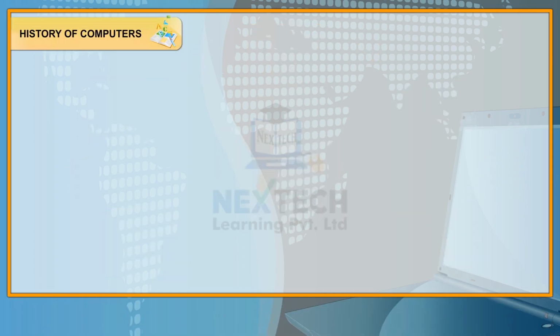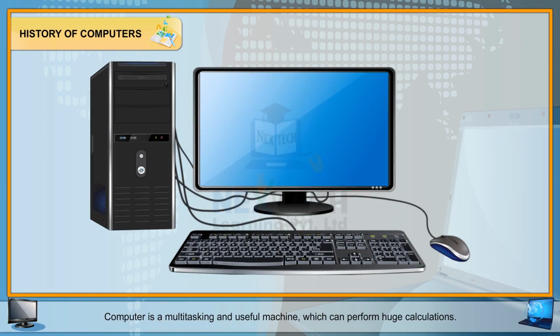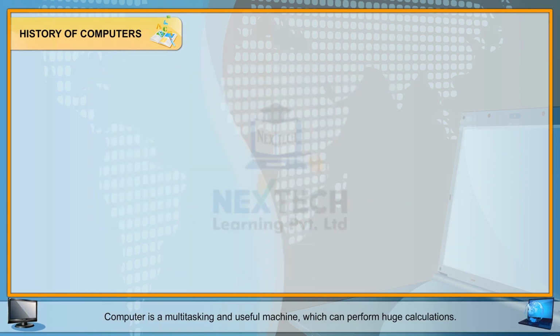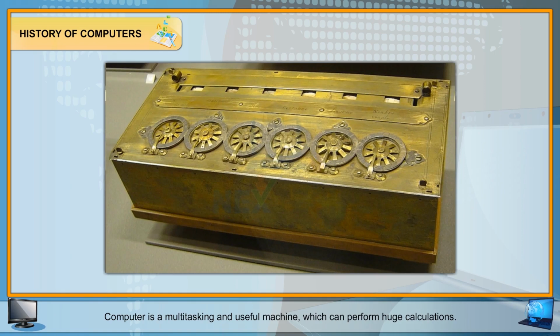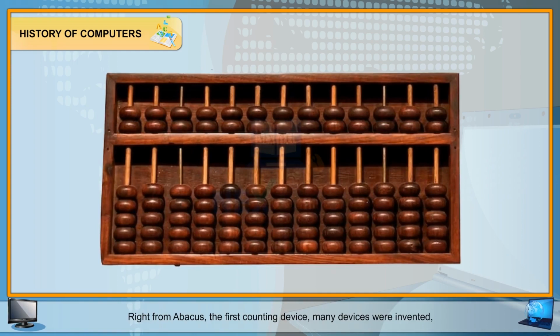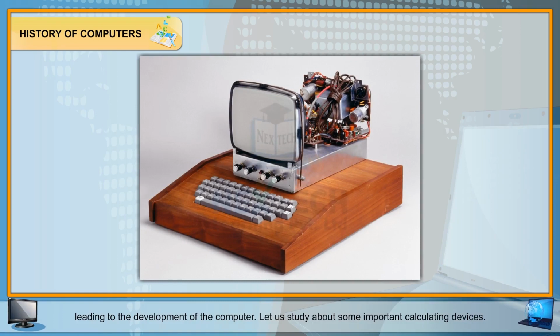History of computers. Computer is a multitasking and useful machine which can perform huge calculations. In earlier times, there were different types of calculating devices used for performing calculations. Right from abacus, the first counting device, many devices were invented, leading to the development of the computer. Let us study about some important calculating devices.